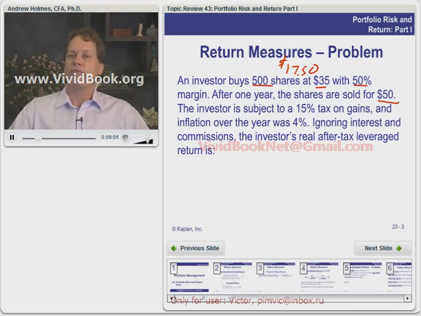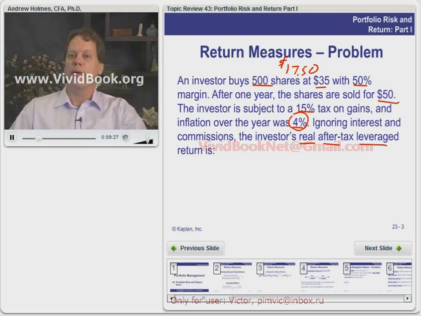Okay, there's a 15% tax on these types of gains. Inflation was 4%. We're going to ignore interest or commissions on that loan, so we're going to put up $17.50. We're going to get a loan for the other $17.50. We're ignoring commissions. We're ignoring interest, and we want the after-tax leverage return, but we also want to have the real return. So we want to account for this 4% inflation. So what does that mean?